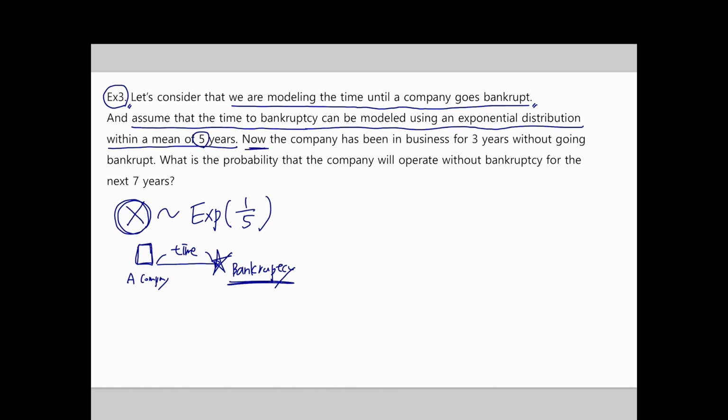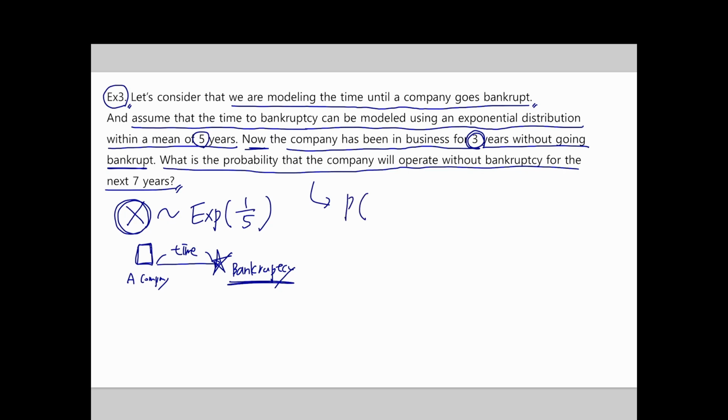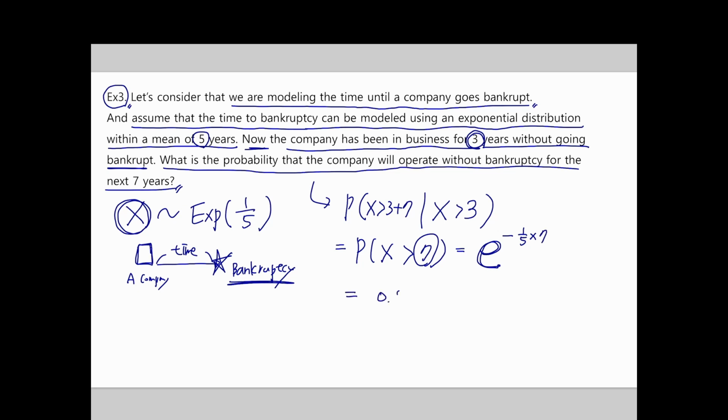Now the company has been in business for 3 years without going bankrupt. So what is the probability that the company will operate without bankruptcy for the next 7 years? So the condition is x greater than 3, and x greater than 3 plus 7. Using this property, the probability equals x greater than just 7. So the exponential e to the power minus 1 over 5 multiply 7, there we go, 0.2466.